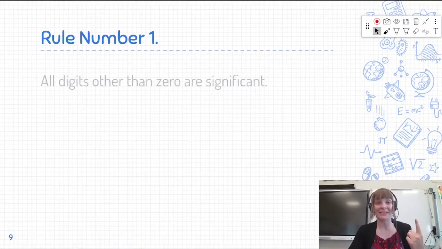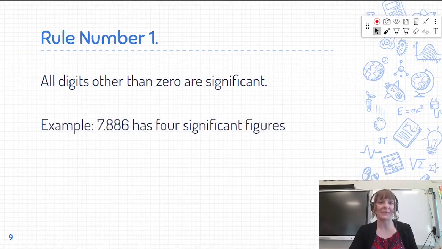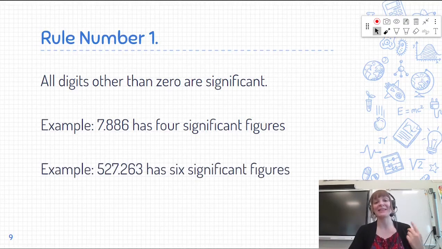Rule number 1, all digits aside from 0 are significant. So here's an example. 7.886 has 4 significant figures, the 7, the 8, the 8, and the 6. This example here, 527.263, has 6 significant figures, the 5, the 2, the 7, the 2, the 6, and the 3. So, rule number 1 is pretty straightforward.